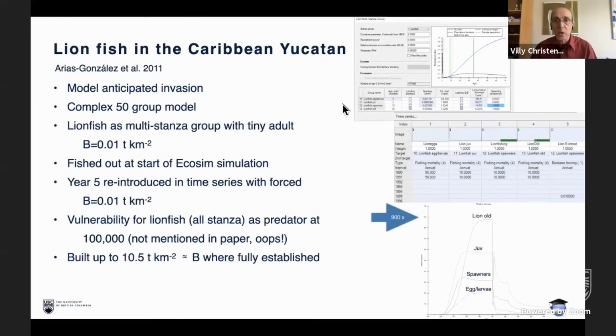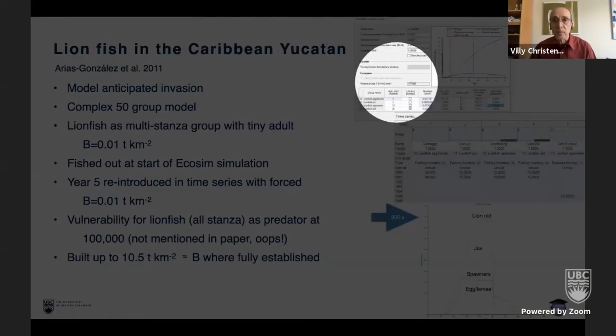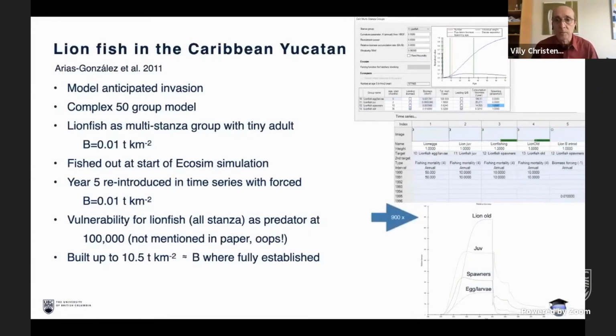And what we did was we modeled lionfish as having 4 stanzas, so 4 age groups. And then you can see up here how that stands with the population model. And then in the Ecopath model, we started pre-invasion, and we had just a tiny bit of adult lionfish in that model.